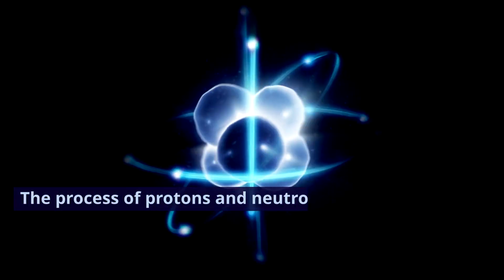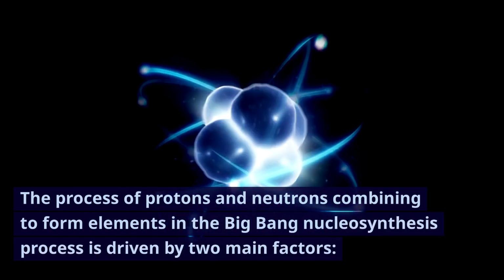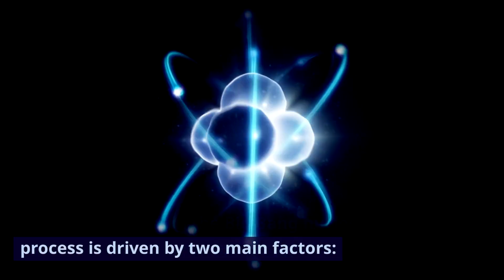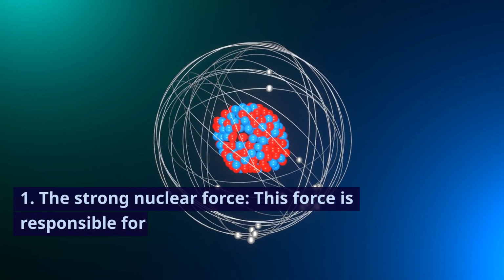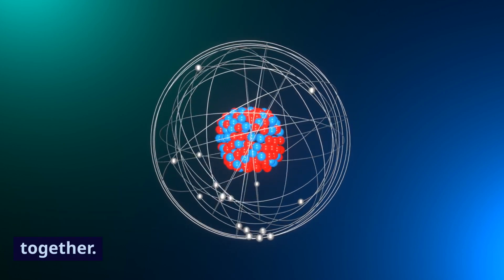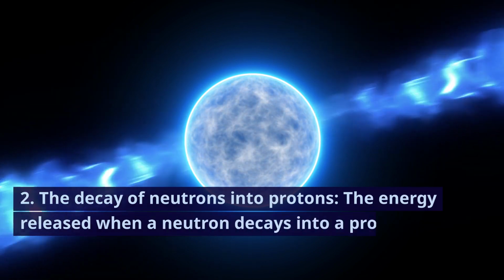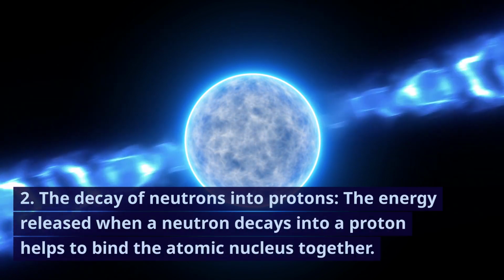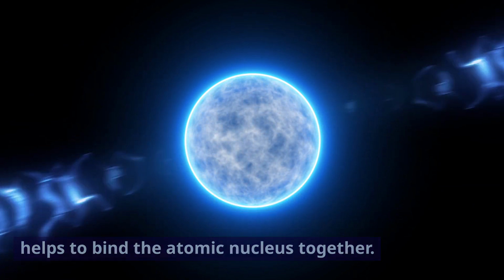The process of protons and neutrons combining to form elements in the Big Bang nucleosynthesis process is driven by two main factors. 1. The strong nuclear force. This force is responsible for binding protons and neutrons together. 2. The decay of neutrons into protons. The energy released when a neutron decays into a proton helps to bind the atomic nucleus together.